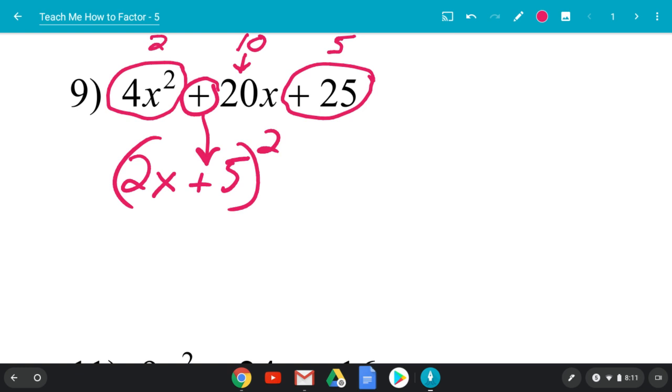Now, what if I gave you this one? I want to be devil's advocate here. 4x squared plus 5x plus 25. Looks awful familiar, or it looks awful similar, doesn't it? Is it a perfect square trinomial? No, because as we multiply these square roots, 2 times 5 is 10. 10 doubled is not 5. See, that can happen.